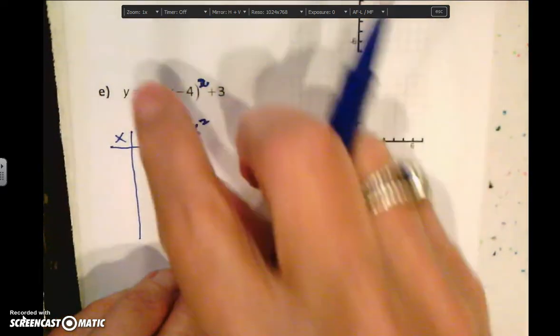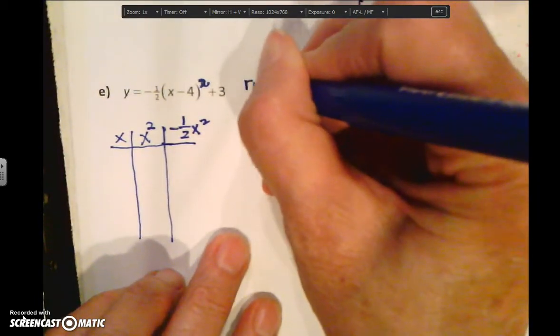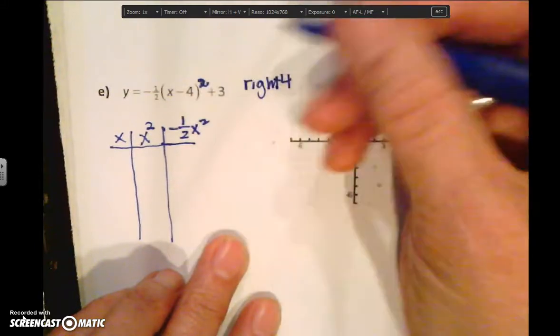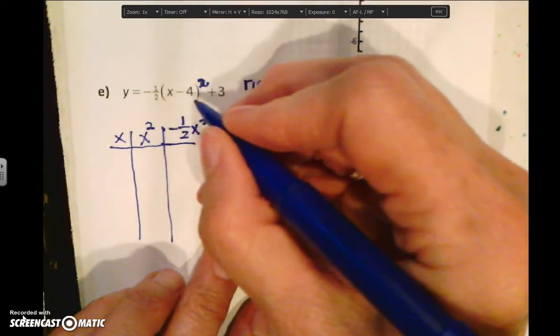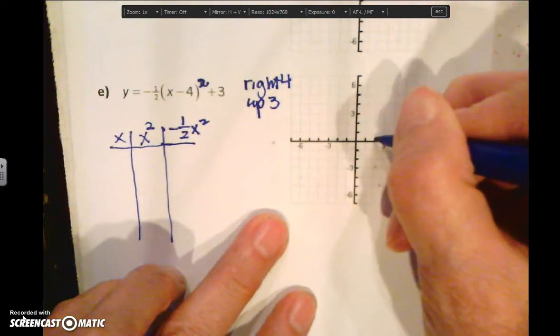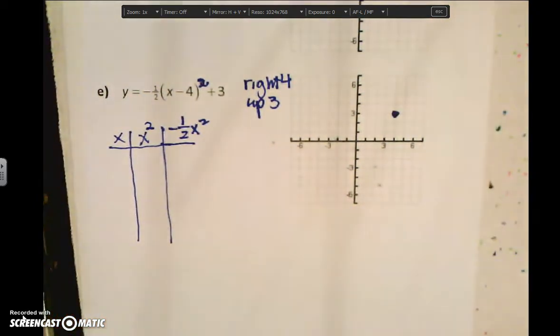All right, so which way does it move? This is inside, so it's going to move right 4. So notice we don't do any distributing or squaring. We just look at it. This moves right 4 and up 3. So we're going to go 1, 2, 3, 4, up 1, 2, 3. And we're going to put our starting point right there.